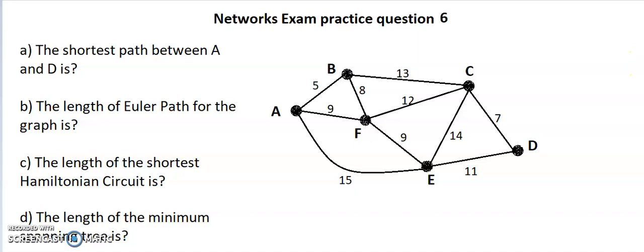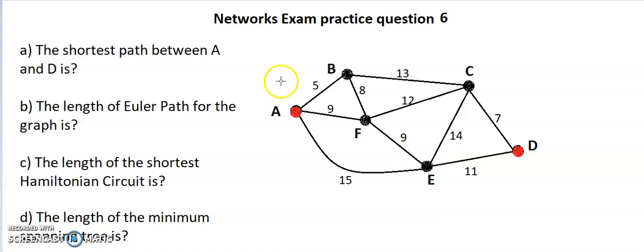Networks exam practice question 6. What is the shortest path between A and D? So we need to make sure we are starting at A, and we need to go to D. So I'm just going to mark those 2 points, A and D. So from here, I always think about the shortest path to get there.